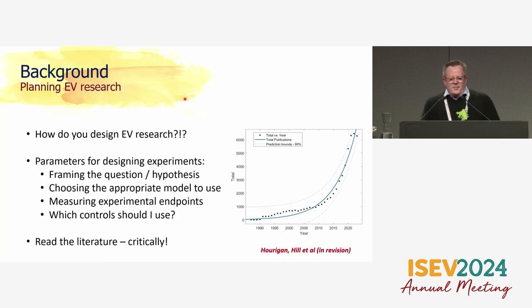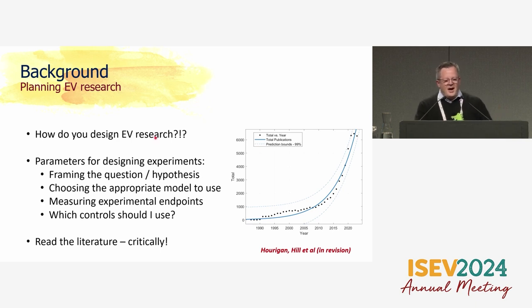So, planning EV research, how do you design experiments for working on EVs? There's so much literature out there now. Where do you start? How do you do that initial search for planning different parameters for the experiments, and what is it you really want to understand?